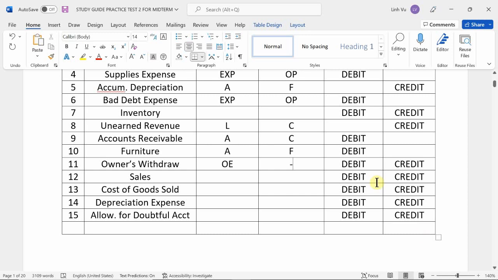Good. So then, what kind of balance would an owner's withdrawal do? Would it be the credit? Are you increasing your owner's equity or are you decreasing your owner's equity? You're decreasing, right? So it'd be your debit. You're going to debit the account, because owner's equity normally is with a credit balance, but because you're decreasing owner's equity, you're going to be debiting the account.